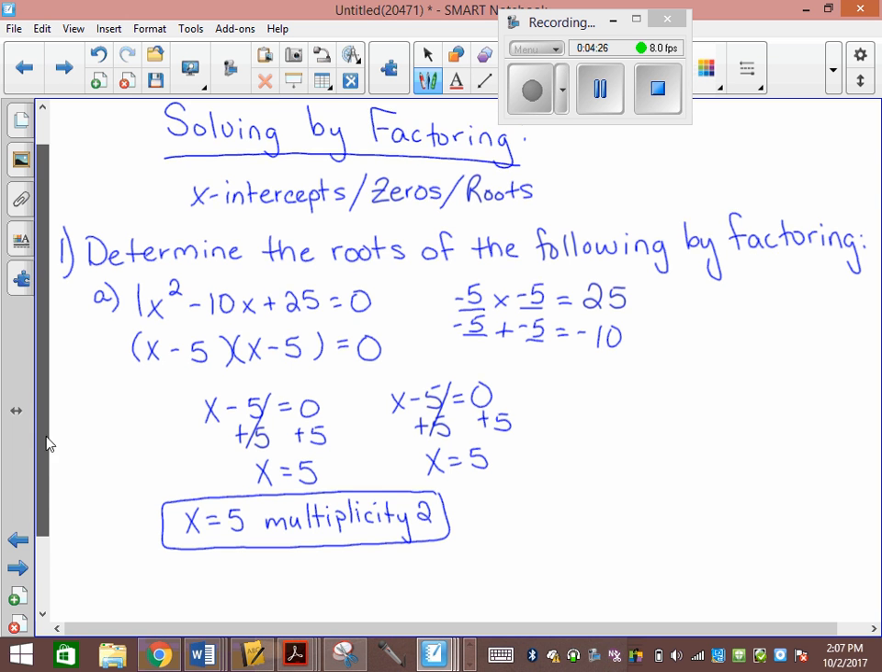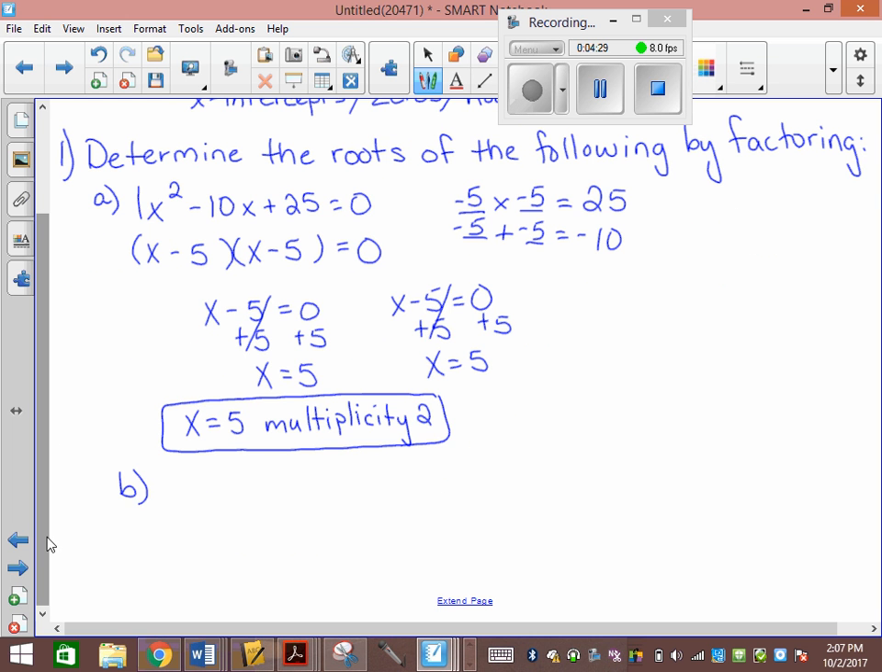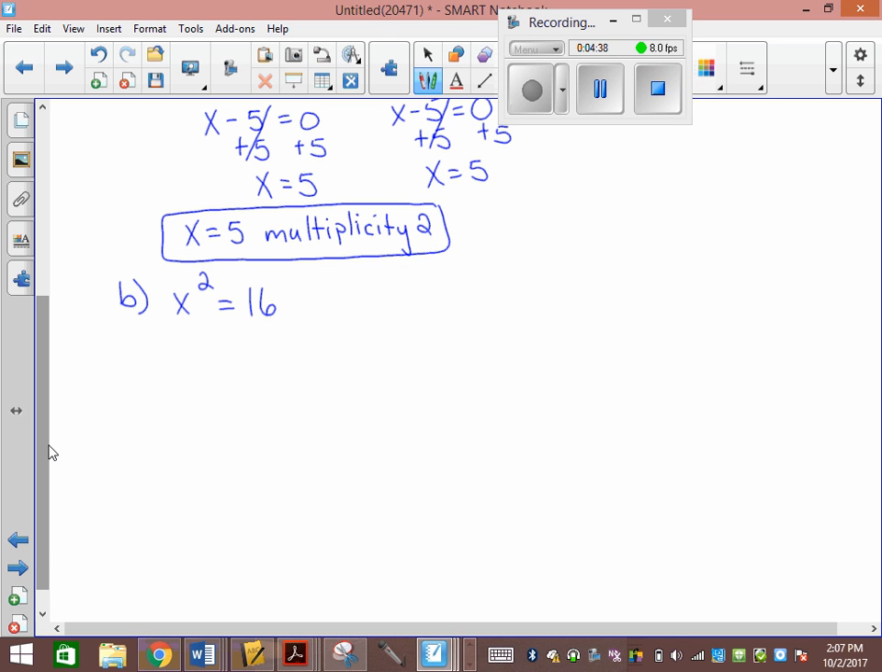Okay, B. We're solving this one. X squared equals 16. So you could square root it, but if it's solving by factoring, whenever it says solving, what I would suggest you always do is get it equal to 0. This is the only one where you wouldn't have to get it equal to 0, but if you always just get it equal to 0, it doesn't matter what way I ask you to solve, you'll be able to solve. So I'm going to subtract the 16 over, and I get x squared minus 16 equals 0.